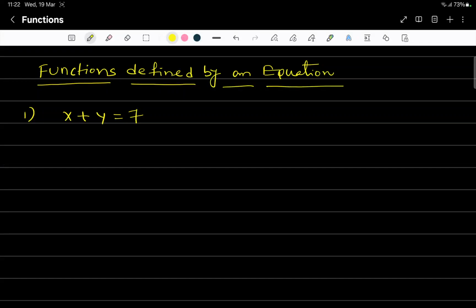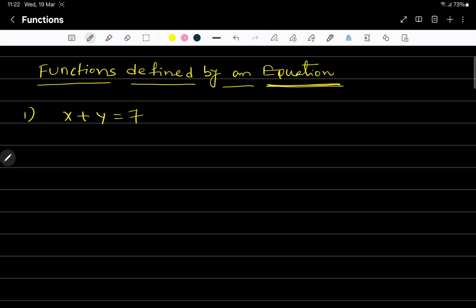In last class, we have discussed functions defined by arrow diagram and functions defined as a set of ordered pairs. Okay, now we are going to discuss functions defined by an equation. See the example. There is one equation here, x plus y is equal to 7. Now, is this equation a function or not? We have to verify. So how to verify whether this equation is a function?